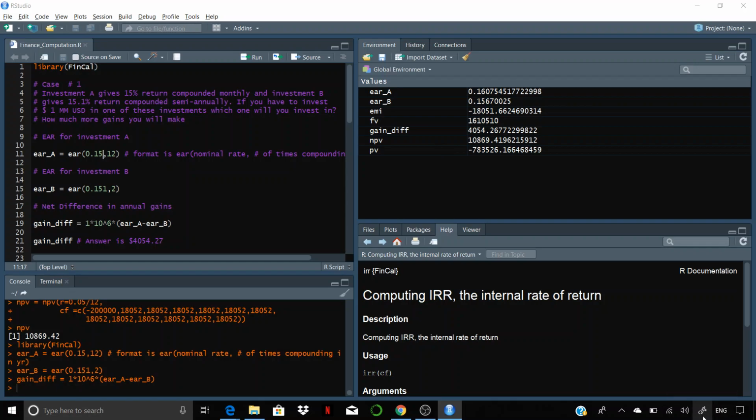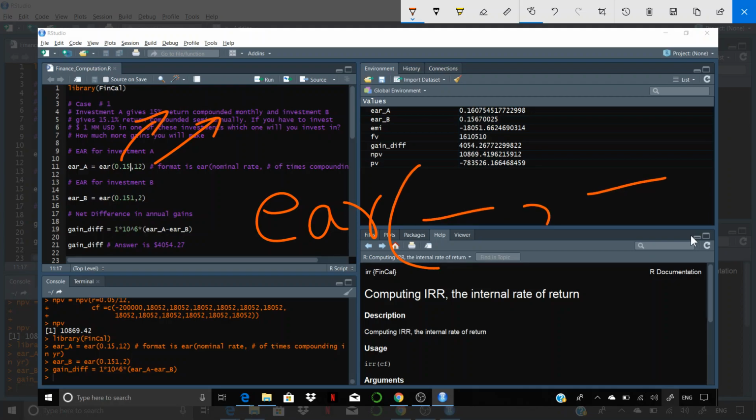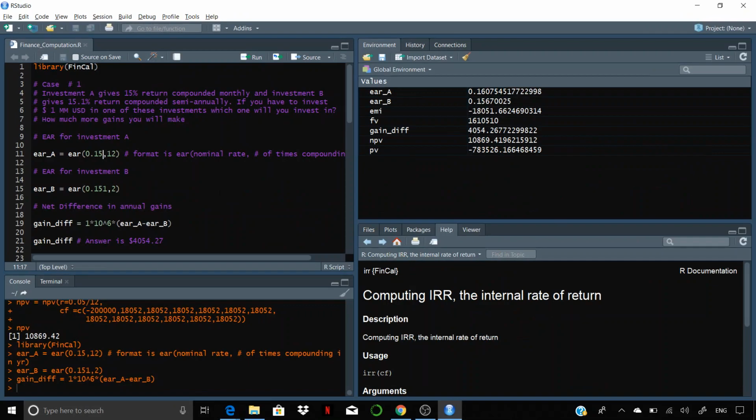And let me get my marker up and running again. So the first investment is giving you a return of 15% with annual compounding. So I will use a very simple formula, EAR. And there are two terms that you have to provide. First is the nominal rate, and the second is how many times it's going to compound in a year, right? So the nominal rate is 15%, which is always stated in the fraction. That's why you see 0.15. And because this is compounding on a monthly basis, that means 12 times per year, I provide 12, right? So based on this, I would get a certain value.